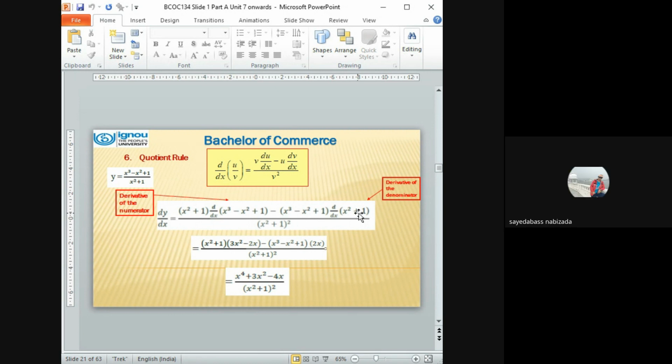Now differentiate it. The derivative of x cube will be 3x square. The derivative of x square will be 2x. And the derivative of a constant will be 0. Similarly, over here, the derivative of x square is 2x, and the derivative of a constant is 0. Now open it up.